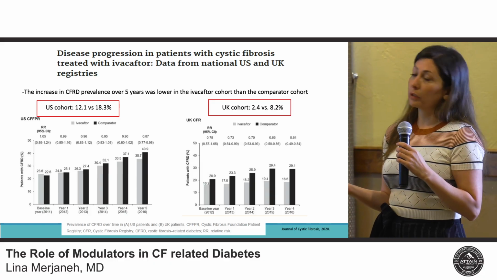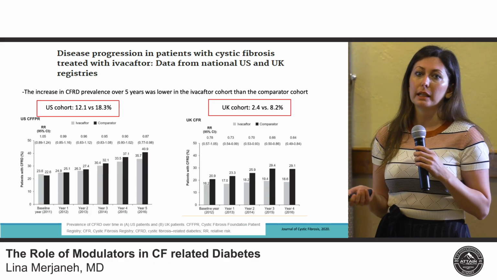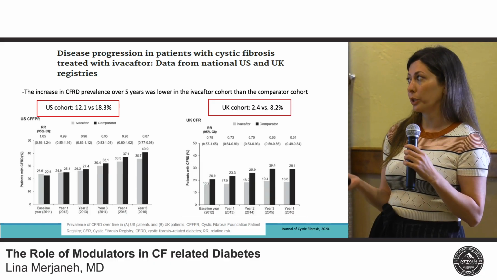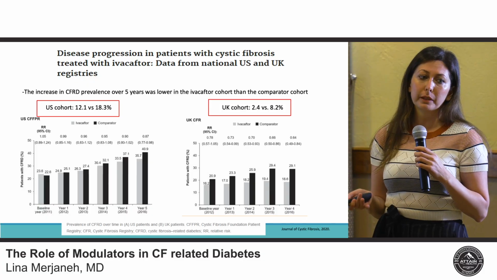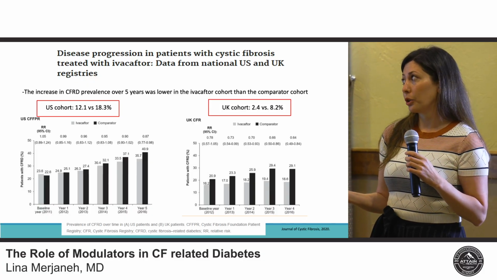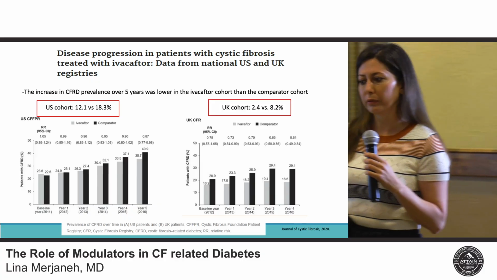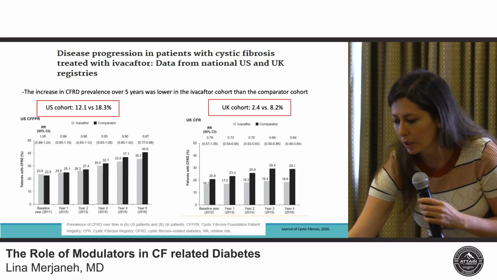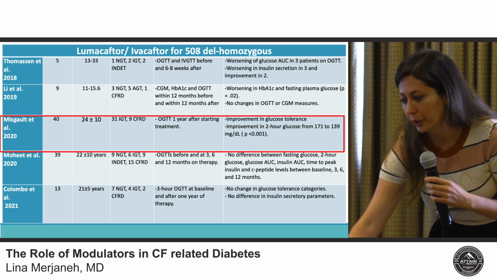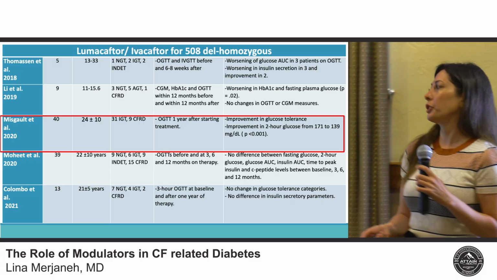Again, this is also confounded by screening rates and by the fact that these cohorts were not matched by the same genotype. The comparator cohort did have a lot of delta F508, which has a baseline higher rate of CFRD. Moving to the Orkambi studies for F508 deletion homozygous.